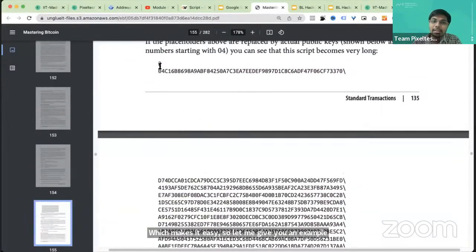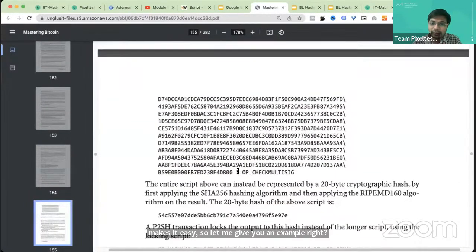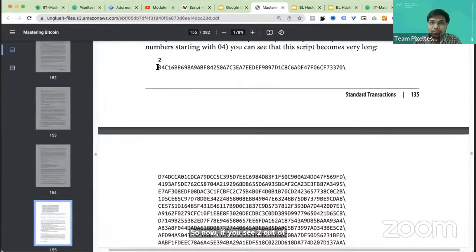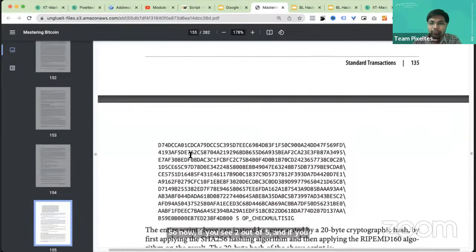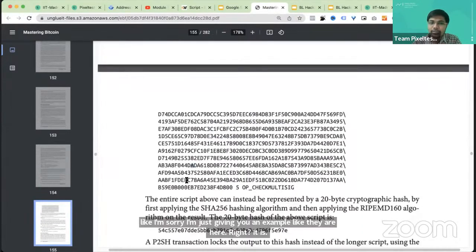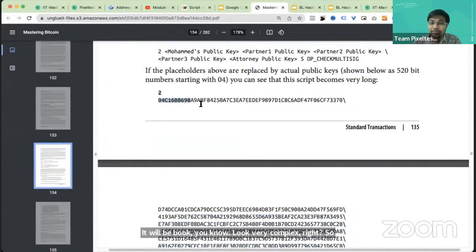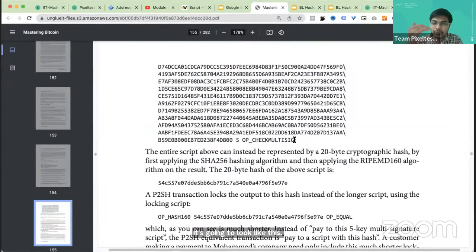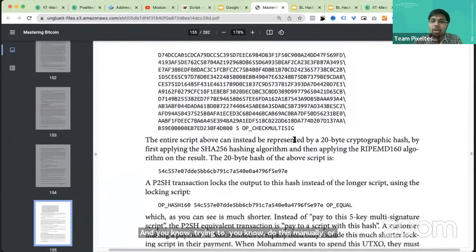Which makes it easy. So let me give you an example, right? So now if you see 2 out of 5, and if you're going to add the public key hash of everyone, like the first person, Muhammad, second partner, third partner, fourth partner, and the attorney, right? I'm just giving you an example. It'll look very complex, right? So it's going to look like this. And trying to do this manually or send it to some person is very challenging, right? So how do we simplify it?